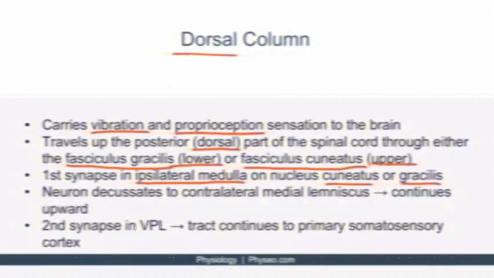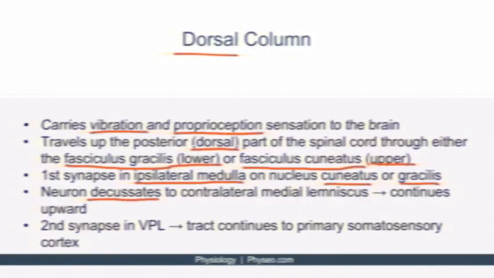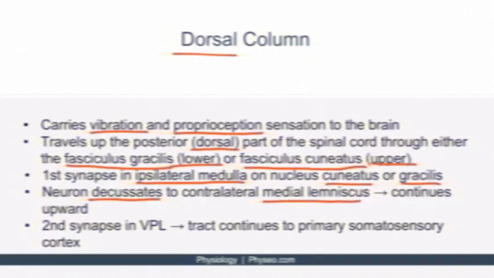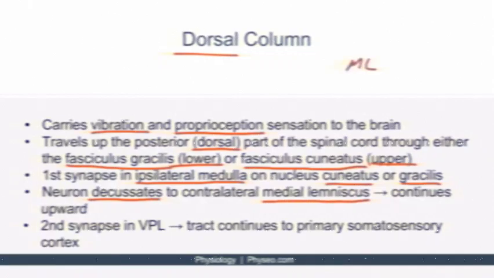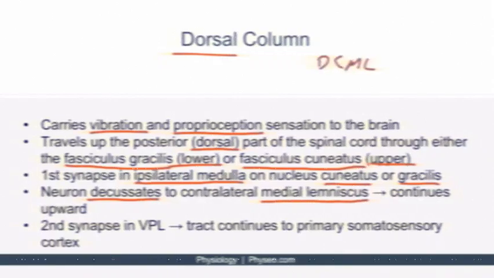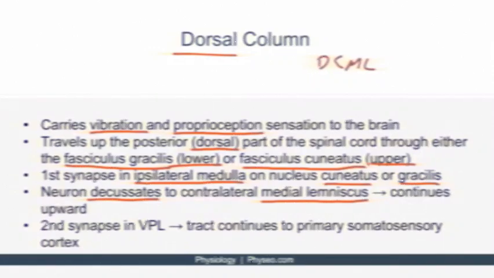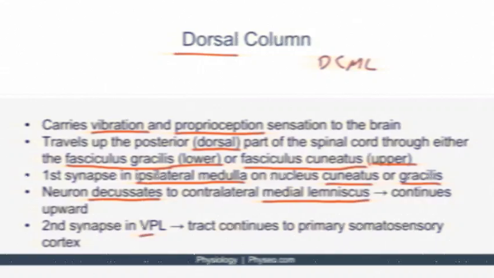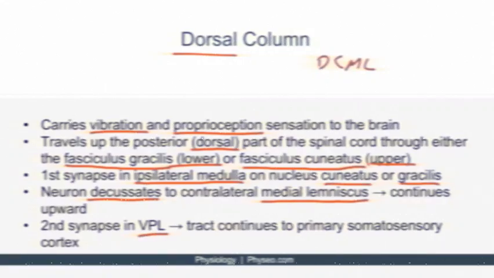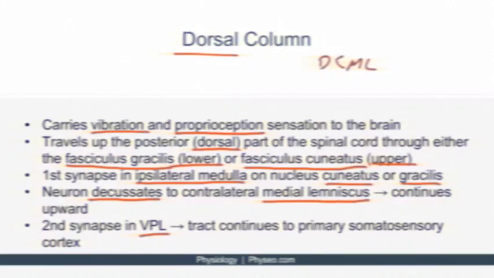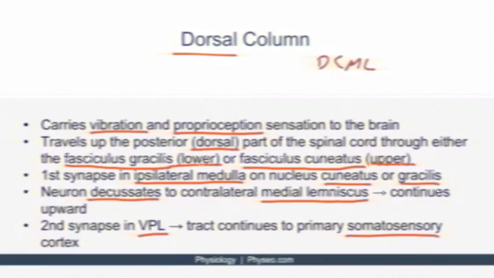And the neuron, once it reaches the medulla, will then decussate, so it'll cross to the contralateral side and then travel through the medial lemniscus pathway, which is where we get the ML in DCML. And then it just continues upward. Then there's a second synapse between the second and third neurons in this pathway, and that occurs in the VPL, or ventral posterior lateral nucleus of the thalamus. Then the tract continues to the primary somatosensory cortex.